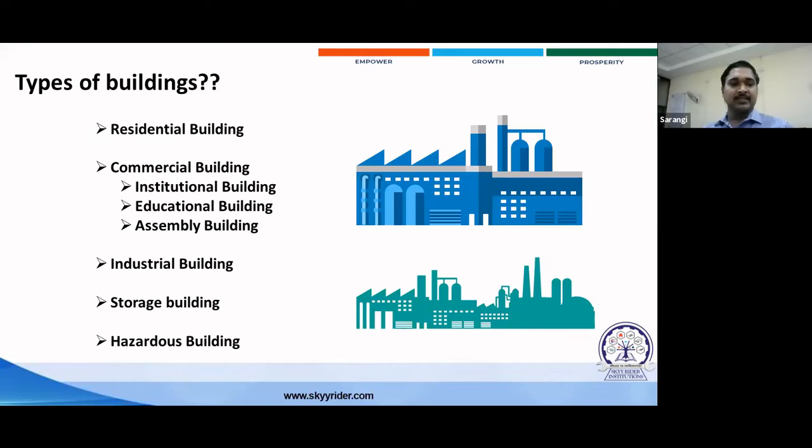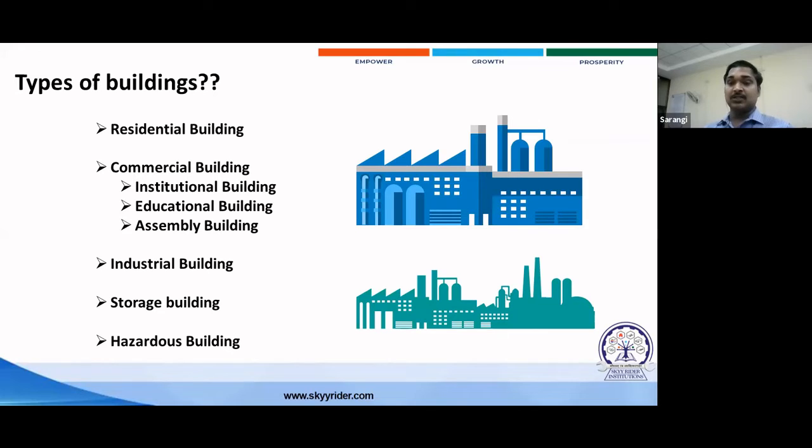Buildings are generally divided into 5 categories. One is the residential building where we live, the house. The second is the commercial building, such as educational institutes, schools, colleges, malls, assemblies. These are commercial. Then there are industrial buildings.